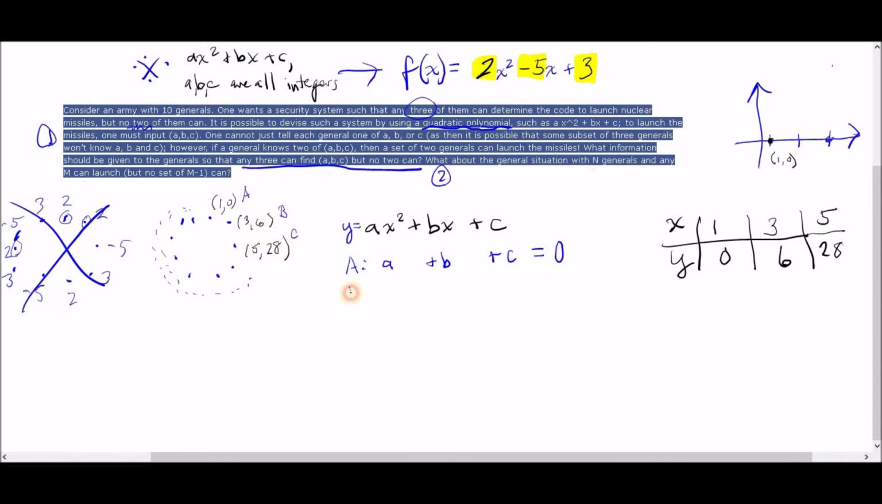Then general B says, okay, well, I have a different point. I have 3, 6. So let me plug in 3 for x, plus b times 3 plus c equals, and my y value will be 6.